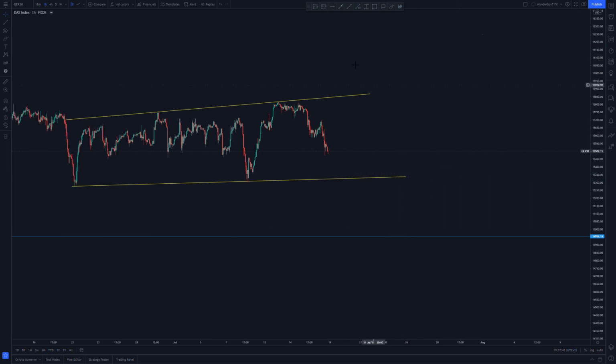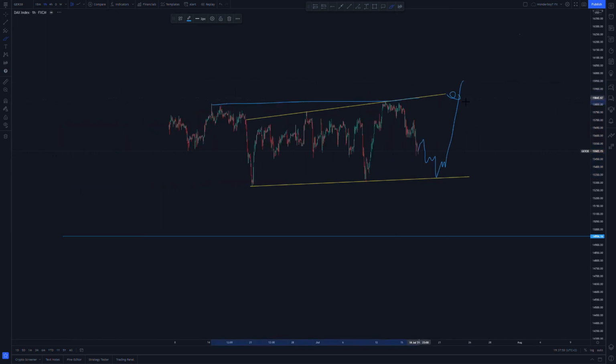As you can see here, it would be something like this, and can take it to the upside, maybe to these highs here, as you can see. So all remain to be seen.